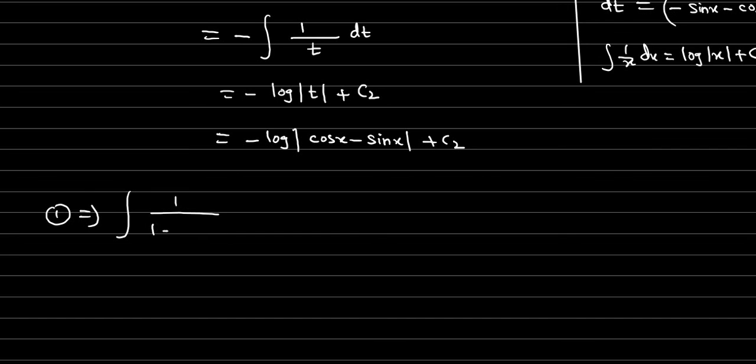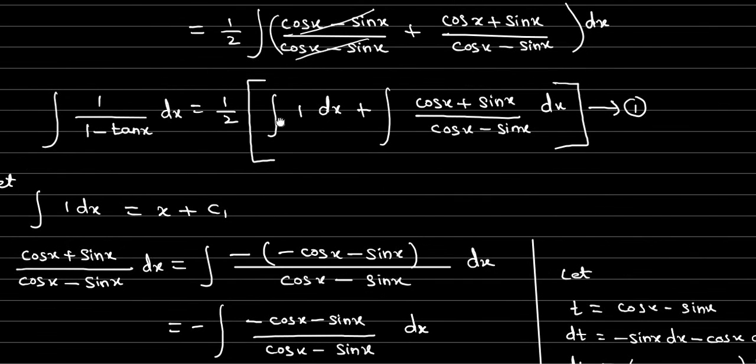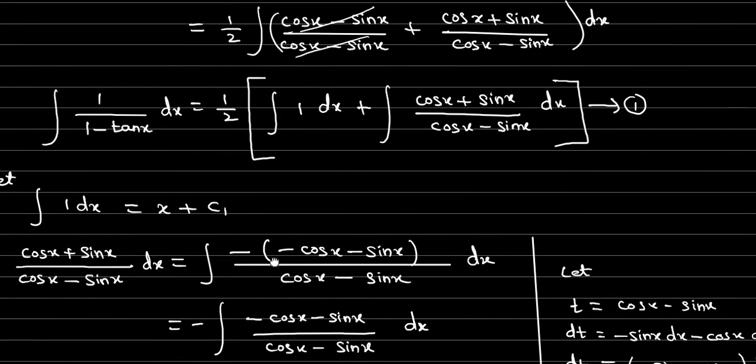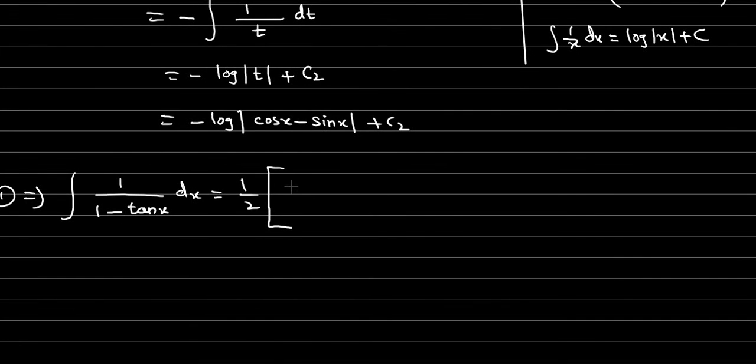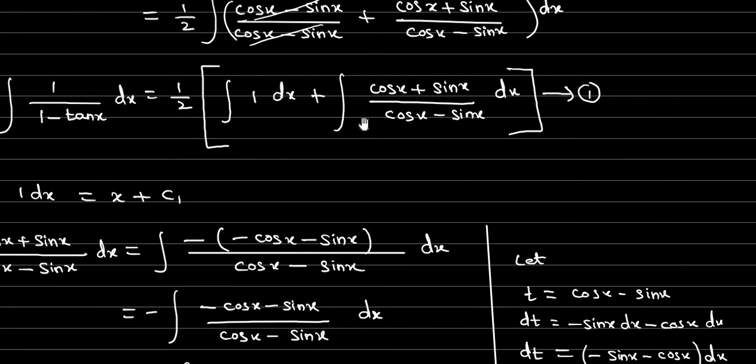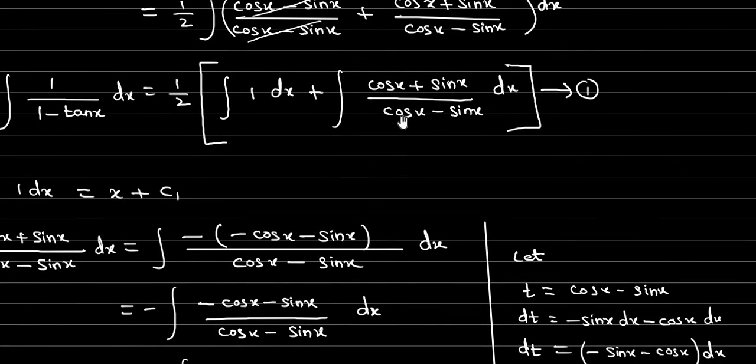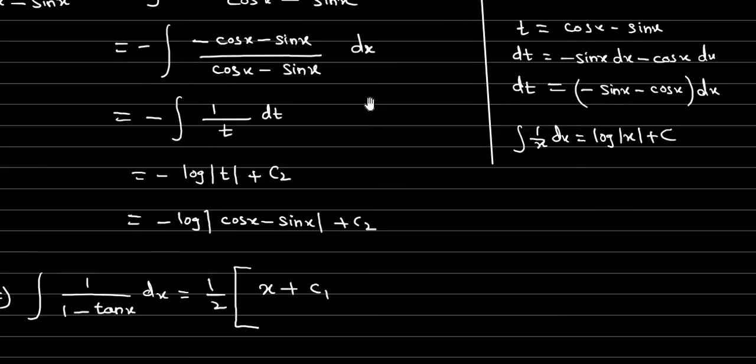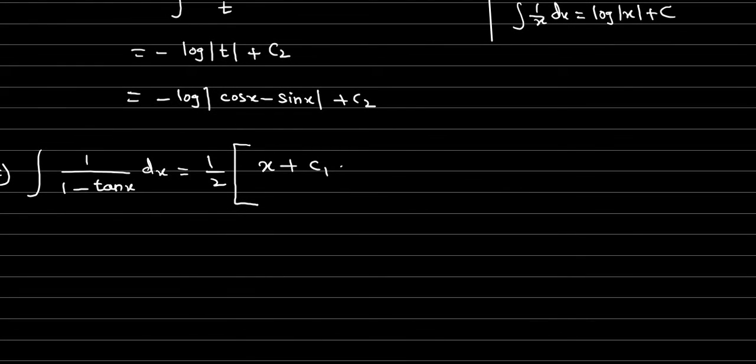Integral 1 by 1 minus tan x dx equal to 1 by 2 bracket integral 1 dx. Integral 1 dx is x plus c1. After that, integral (cos x plus sin x) by (cos x minus sin x). So this part integration is minus log modulus cos x minus sin x plus c2.